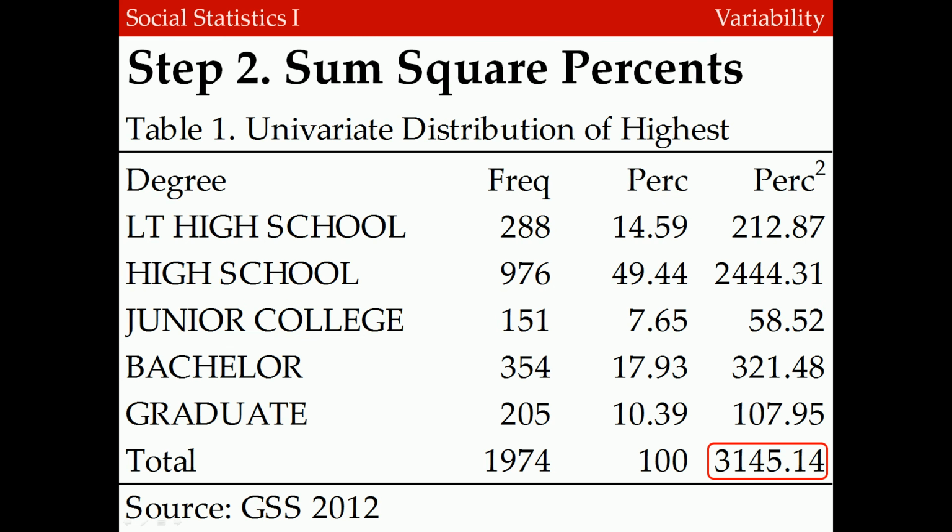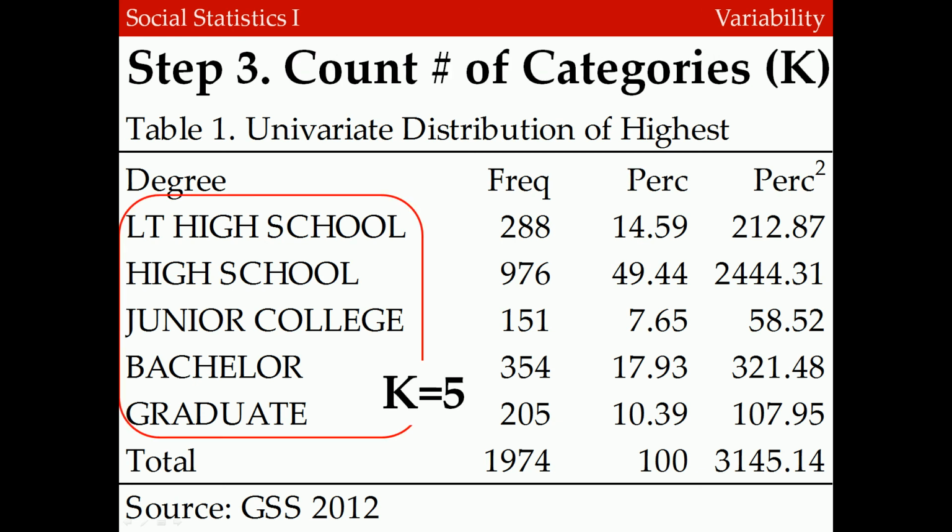Next, we're going to add together all the squared percentages, and when we do that, we get a value of 3,145.14. So that's our sum of squared percentages. However, we also need the number of categories, and we can see here that this variable has 5 categories: less than high school, high school, junior college, bachelor, and graduate degree. So k is equal to 5.